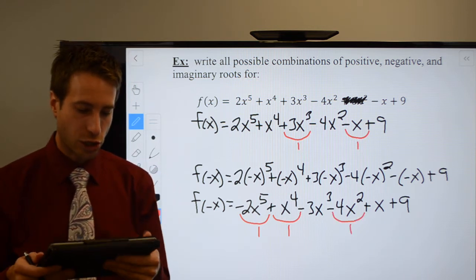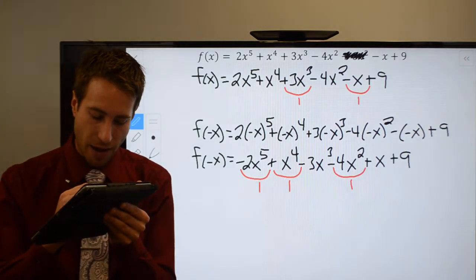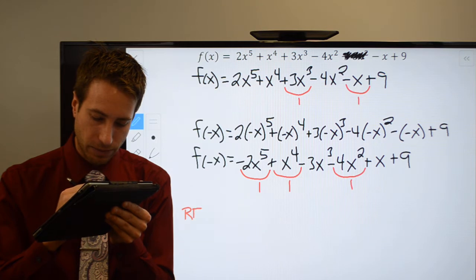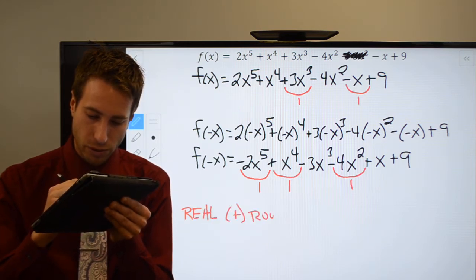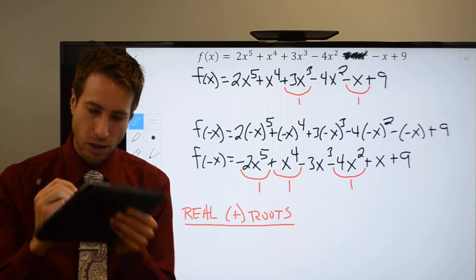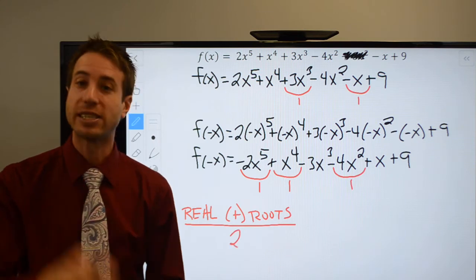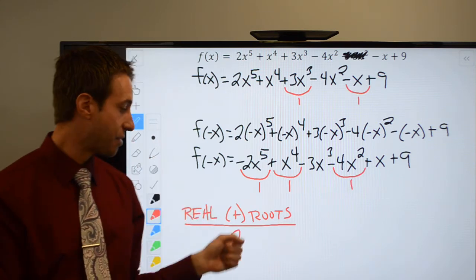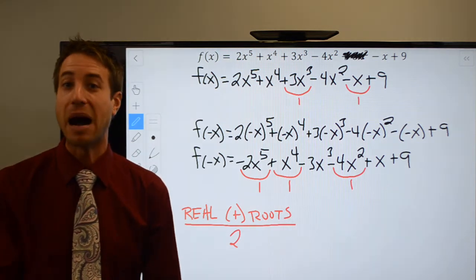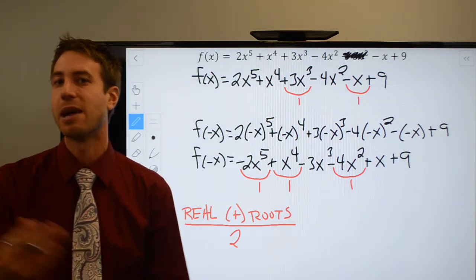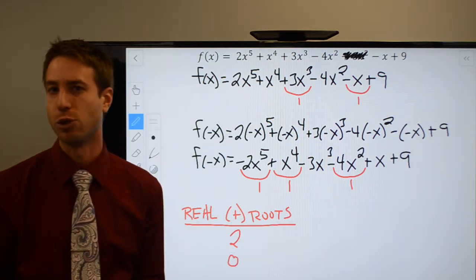Okay, so here we go. Let's go ahead and write our tables then. Here's what I've got. This is going to be real positive roots. Right? And I could have at most 2. But Descartes' rule says I could have less than that by an even amount. Well, the only other option, 2 minus 2, which is the smallest even number, gets me 0. So my only other option is 0, so 2 and 0, right?